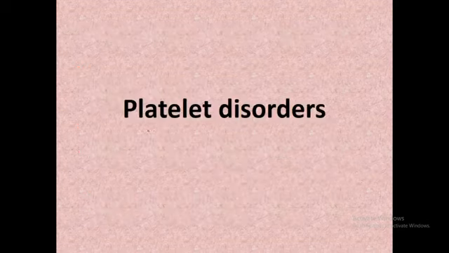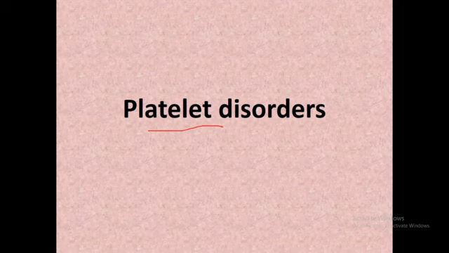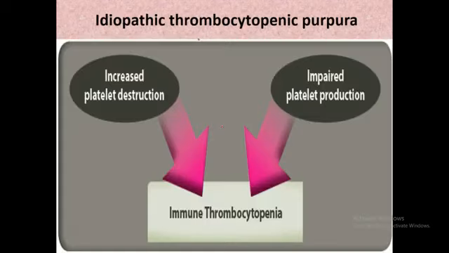So first of all, platelet disorders. Idiopathic thrombocytopenic purpura. I hope everyone remembers the word thrombocytopenia. So what is thrombocytopenia? There is a decrease in the platelet count. So this is the immune thrombocytopenia. The causes are increased platelet destruction and impaired platelet production. So whenever the destruction of platelets increases or the production of platelets becomes impaired, there will be the condition of thrombocytopenia, meaning decrease in the platelet count.